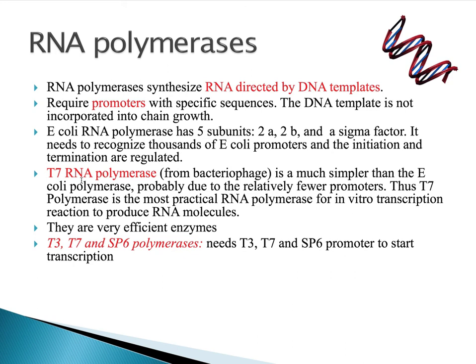So T3, T7, SP6 polymerase. This is the one we're using in the lab. Again, they need a promoter in your construct, but if it has it, and after the promoter sequence you have a DNA sequence, it's gonna make RNA for you. I love those enzymes. They are very efficient enzymes. I never had problem with them. All right. So remember that you can make RNA from your vector if you have those promoter sequences.